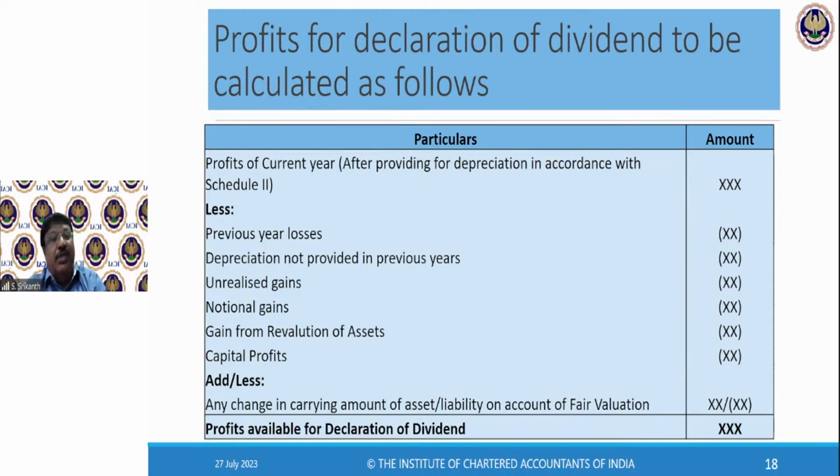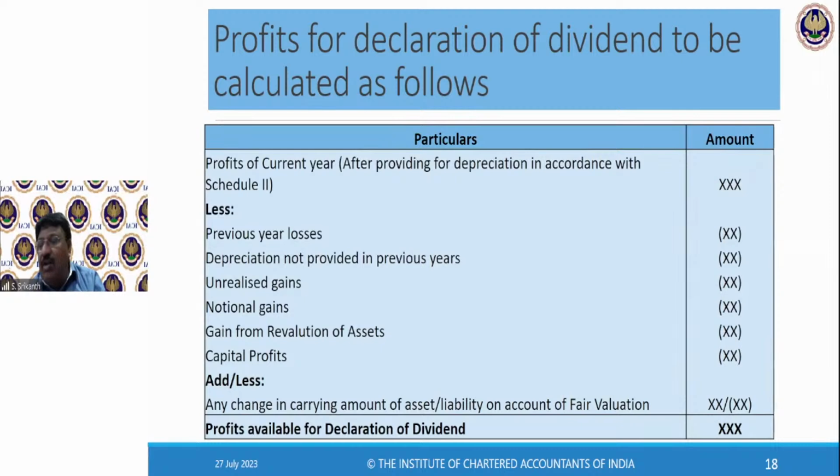Out of that, you reduce any previous year losses. Meaning, if there is any negative balance in the P&L appropriation account, an opening debit balance, reduce it. Then, in case you have not provided depreciation in previous years, now you reduce the depreciation. Any unrealized gains, which are simply notional gains, for example, revaluation or notional profit on unexpired contracts, all that should be removed.